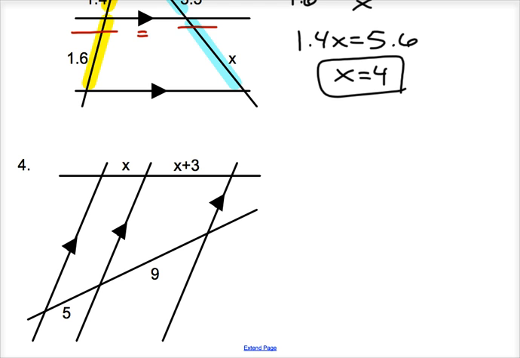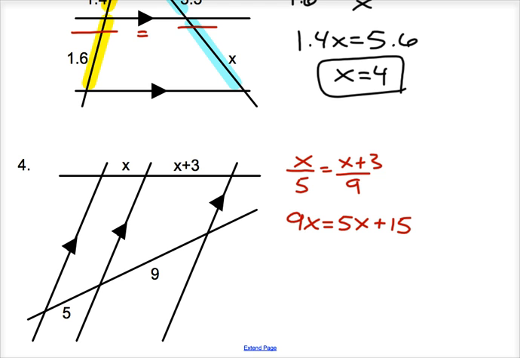Looking at our next problem. I also see a proportion here, and remember there's several different ways you can write your proportion. I tend to just leave them as I see them, so I'm going to write it as x over 5 equals x plus 3 over 9. And cross multiply. X times 9 is 9x. I'm going to distribute the 5. 5 times x is 5x. 5 times the 3 is 15.